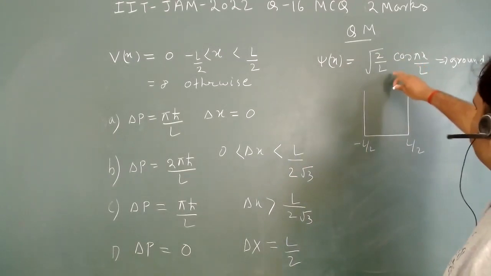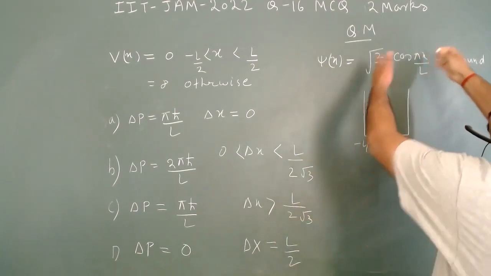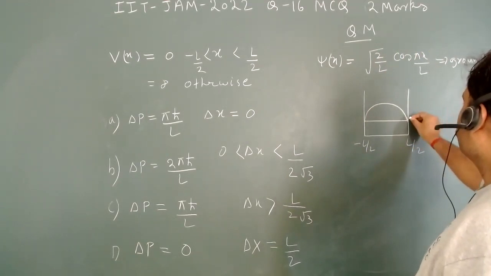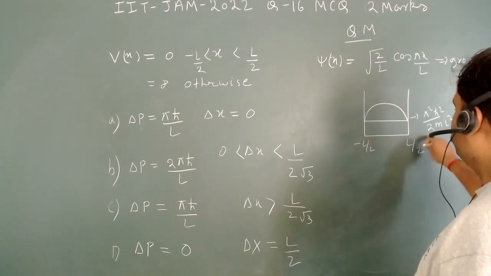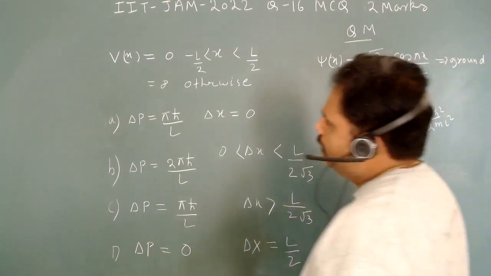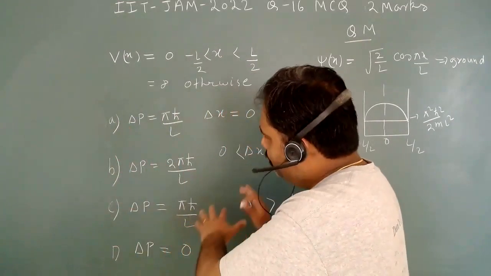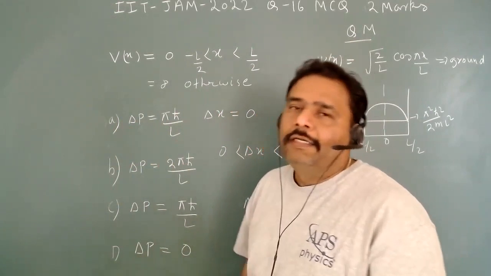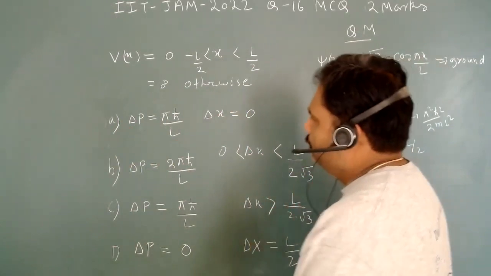The wave function is given as psi x equals root 2 by L cos pi x by L. So we can easily recognize this is the ground state wave function. And if it is the ground state wave function, the corresponding energy is pi square h cut square upon 2 m L square, because L is the length and this is centered about 0. Now we have to calculate uncertainty in momentum and uncertainty in position. The options are given so beautifully such that we only have to calculate the uncertainty of momentum. The other option will come directly from the basic concept of this particle in a box.